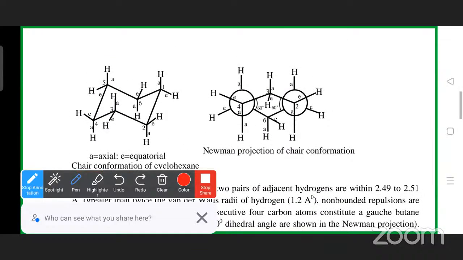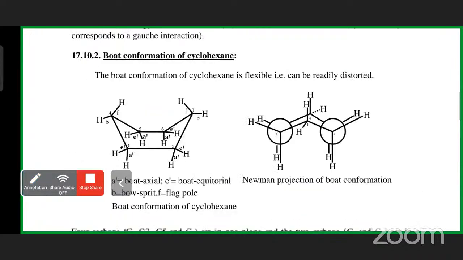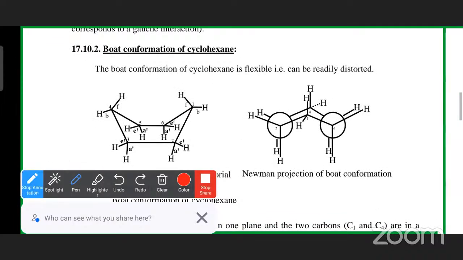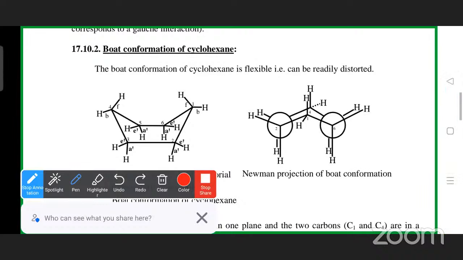Just pull out this carbon here, and this one also is pulled inside. Just pull this carbon inside and pull out this carbon outside. Then it will be converted to the boat conformation of your cyclohexane. Now you see how the particular hydrogens are oriented here.